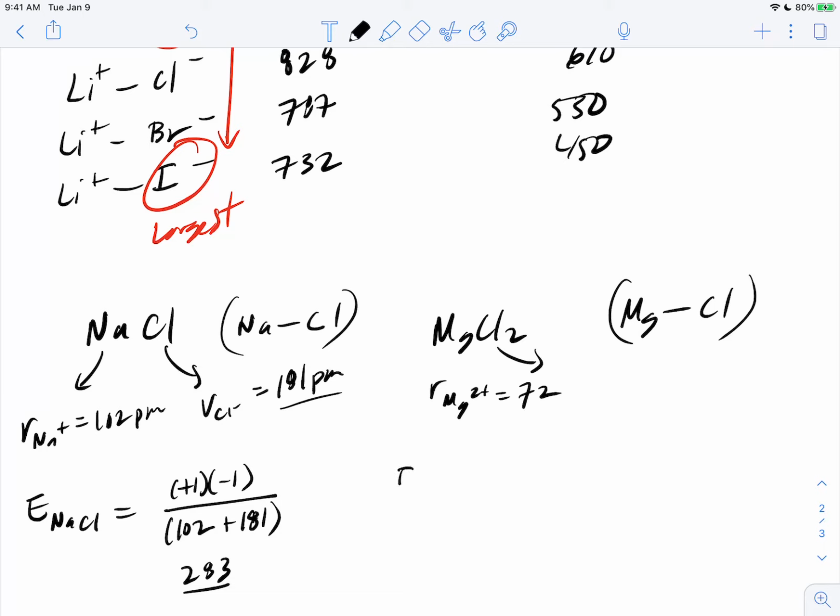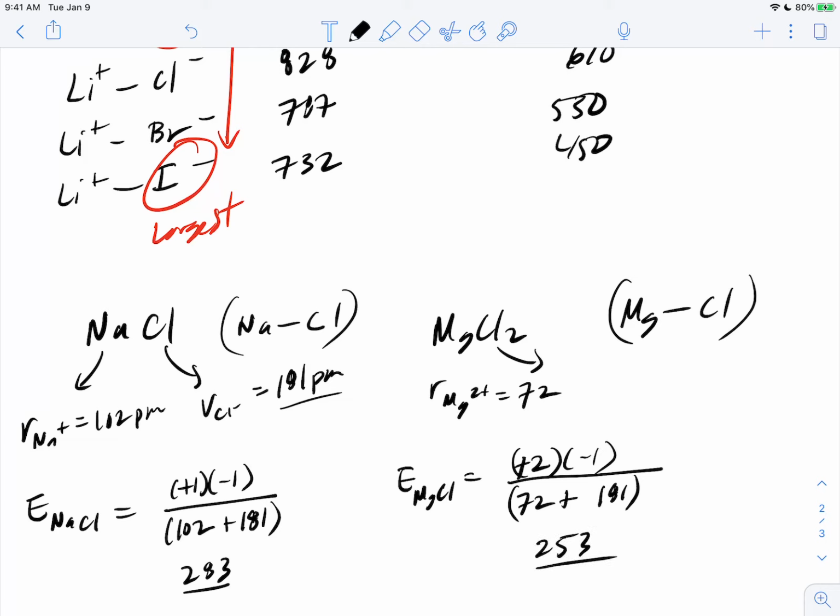On the bottom, if you look at the relative interactions of MgCl, now it's MgCl2, but we're just looking at MgCl. That interaction is going to be on top. Mg is 2+, so it's plus 2 and then minus 1. But now you can already see the numerator is twice as big for MgCl2. That's why it's the primary predictor of strength. And if we look at the size, the positive ion is 72 picometers plus 181, so this is going to be 253.